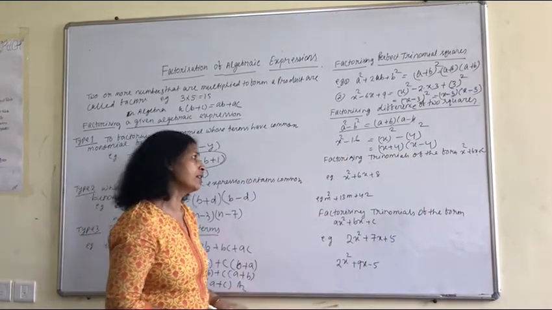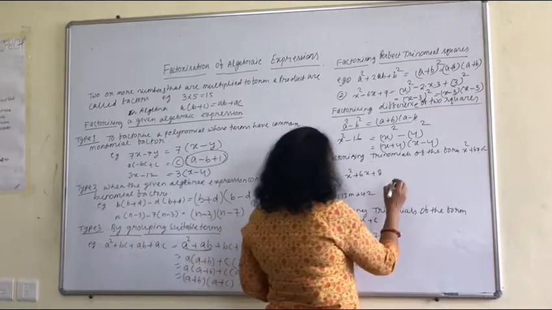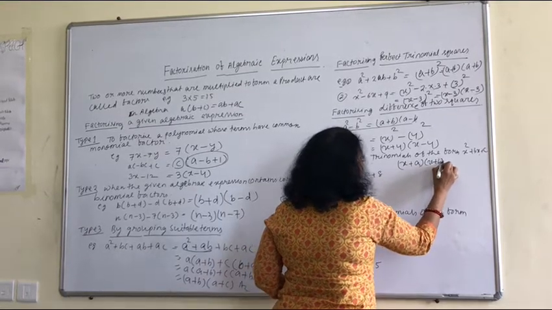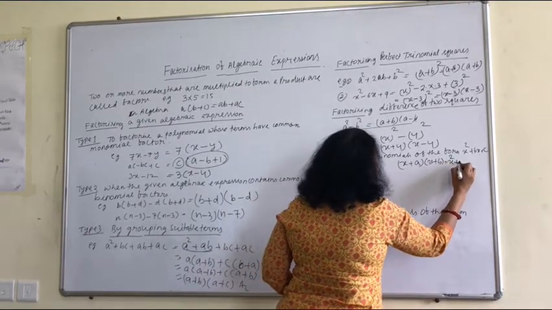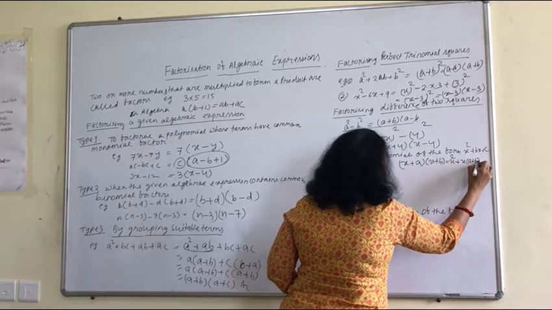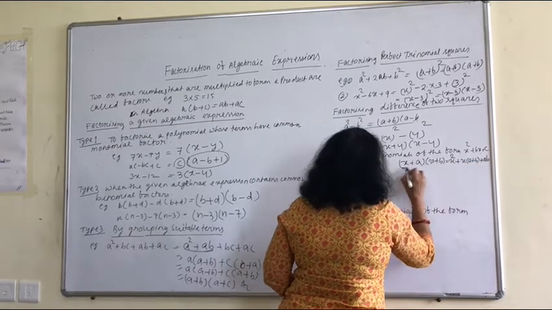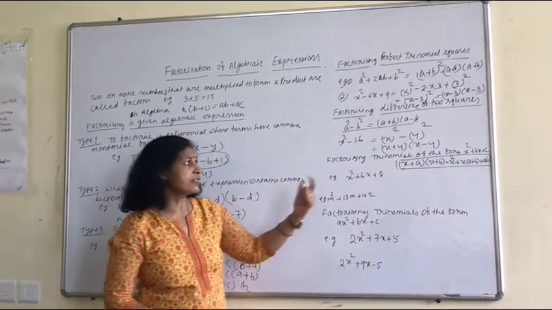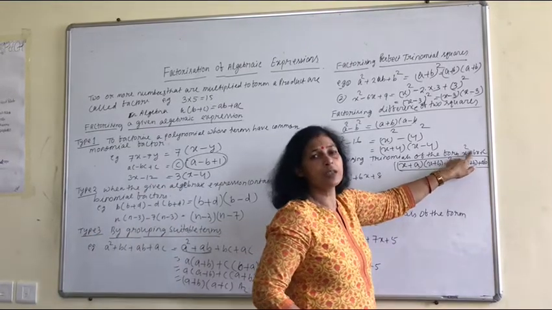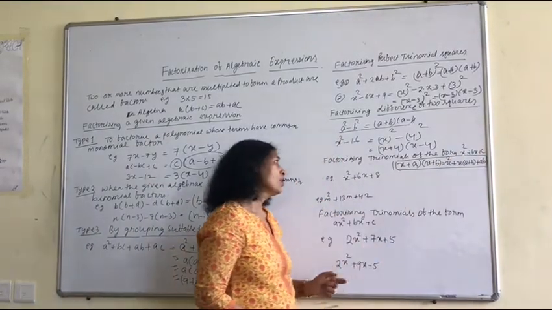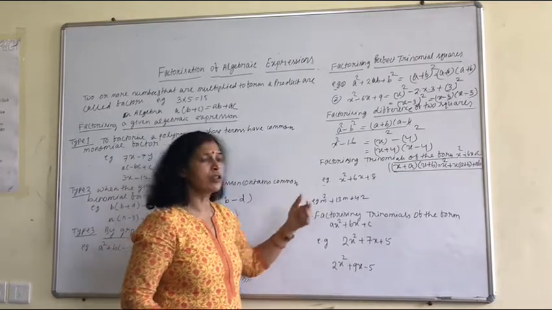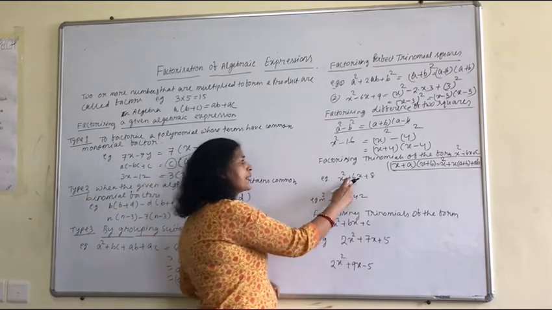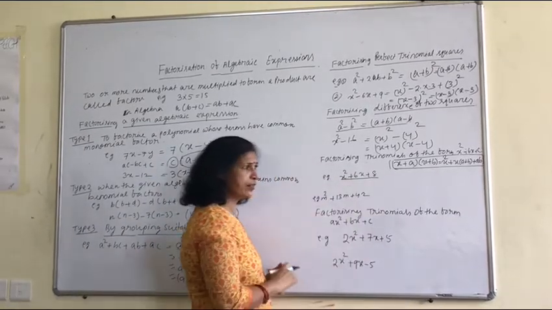Then another identity, this one: (x plus a) into (x plus b) is x square plus x into (a plus b) plus ab. This is your fourth identity, and this is the trinomial written in the form of x square plus bx plus c. Take an example, which you can solve in another way, the middle term split. So x square plus 6x plus 8, and one example is given.